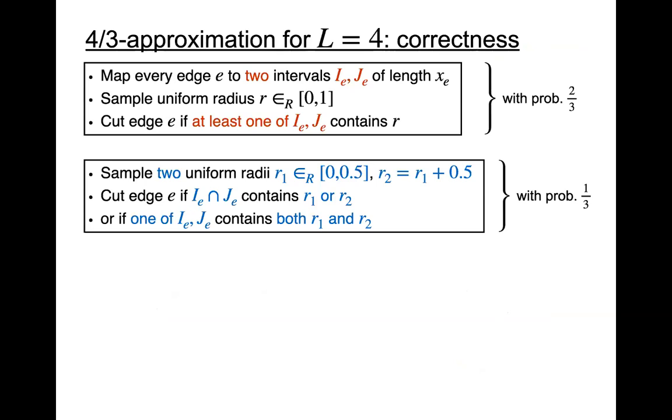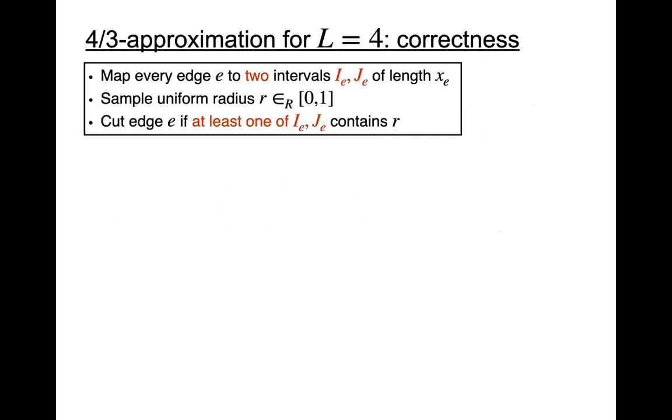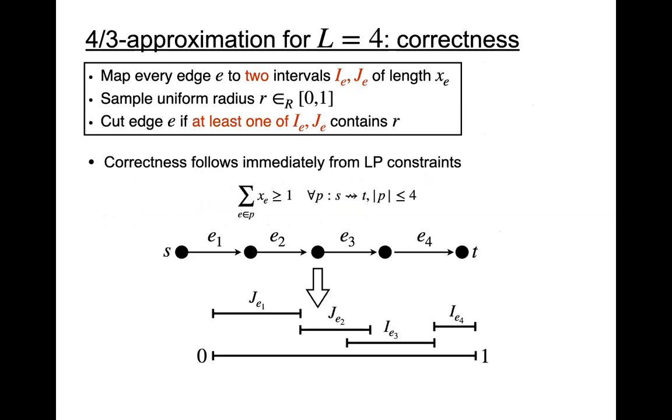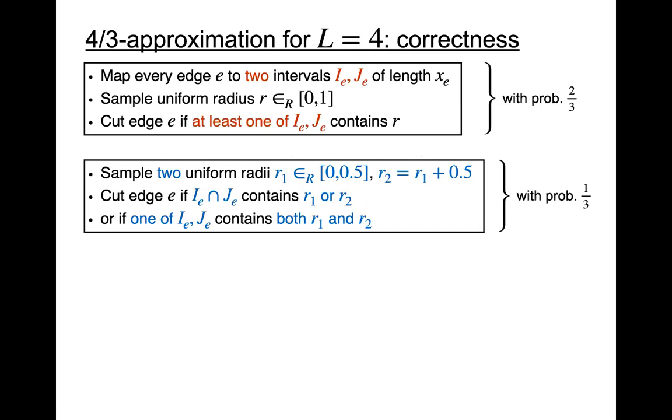Okay, now why is this algorithm even correct? It's not immediately clear. It is sort of clear for the first cut, which we choose with probability 2/3, right? This is just something that follows from our LP constraints. So if we take, without loss of generality, the path of length 4, then its edges are mapped to 4 intervals, possibly more, but at least these 4 intervals that completely cover the interval 0, 1. So then if we choose a radius between 0 and 1, we're going to cut at least one of the edges. In this case, we cut 2 edges in this path. But it's much less clear for the second cut.